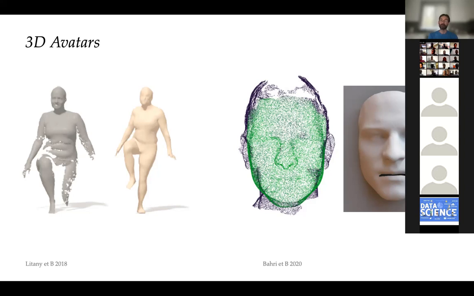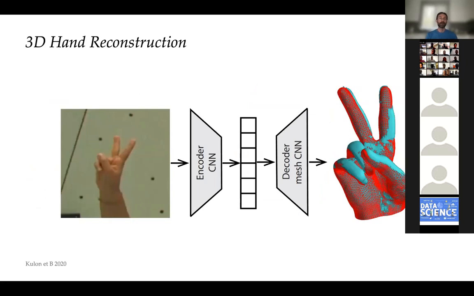So in this case, the input, for example, can be a point cloud. And we also worked with modeling of hands. So in this case, the input is just a two-dimensional image that is encoded by a standard CNN and then decoded by a mesh CNN that synthesizes correctly not only the pose, but also the shape of the hand.